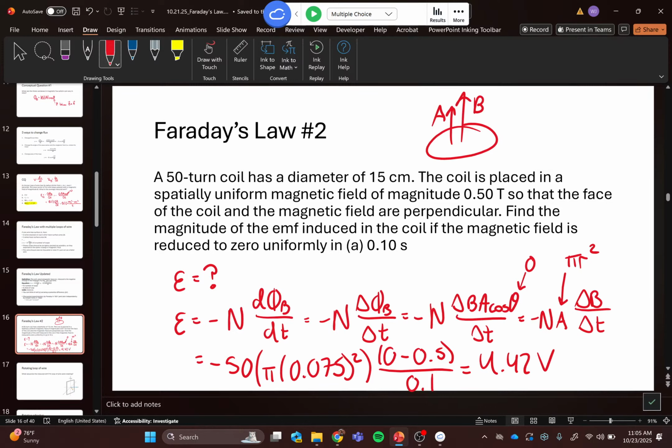I have a question. Yeah. Why isn't it 0.5 minus 0? Because it's final minus initial. My final is 0, my initial is 0.5. Yep. So it gets rid of the negative sign for us, not that we really care that much in this problem.